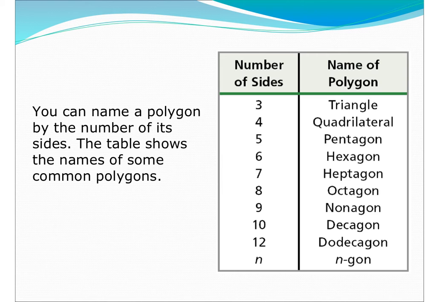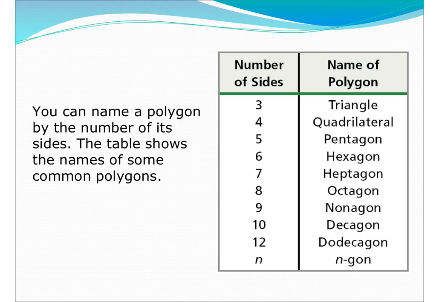So now, there are some names of polygons that you guys need to have memorized, okay? You can name a polygon by the number of sides. Obviously, if you have a 3-sided figure, it's called a triangle, 4-sided, 5, Pentagon, 6, Hexagon, 7, Heptagon, 8, 9, 10, and 12. Dodecagon, okay? Now, if you have anything 11 or 13 and above, it's going to be an n-gon, okay?